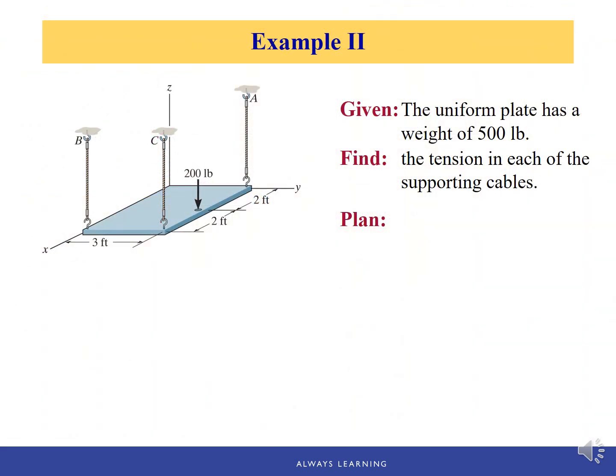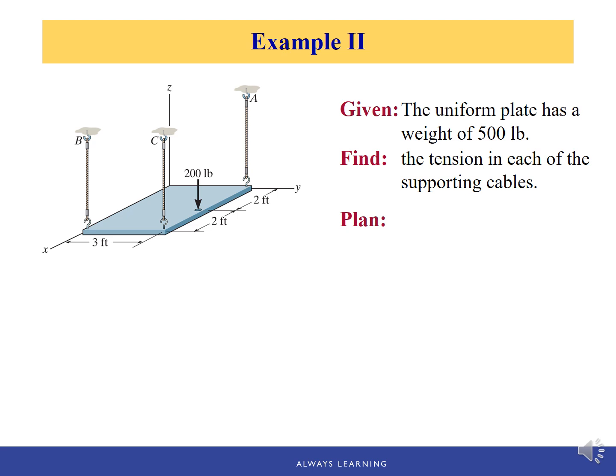In this example, we are given a uniform plate, which has a weight of 500-pound force. So it's not showing the weight here, it just says this plate has a weight. For a problem that doesn't mention a weight, for example of the pipe or the beam, that means we can ignore the weight. We can neglect the weight of the structure. But if the weight is given, apparently we have to consider the weight.